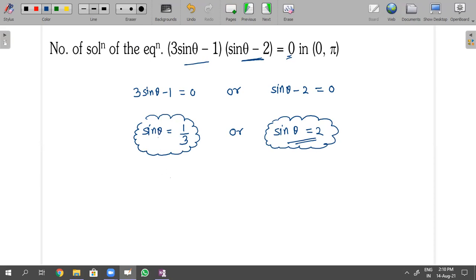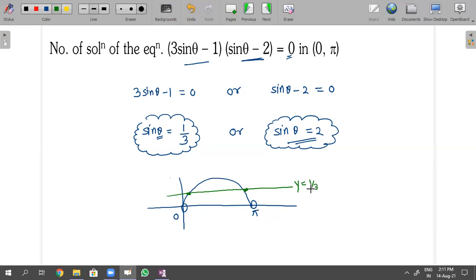Now, how many values of theta will exist for which sine theta is 1 by 3? You may use the graph for clarification or a detailed explanation. See, this is the graph of sine theta from 0 to pi, where 0 and pi are both excluded as given in the question. Now we need to draw the graph of y equals 1 by 3, and check how many points there are where both graphs intersect. You would say it is 2.